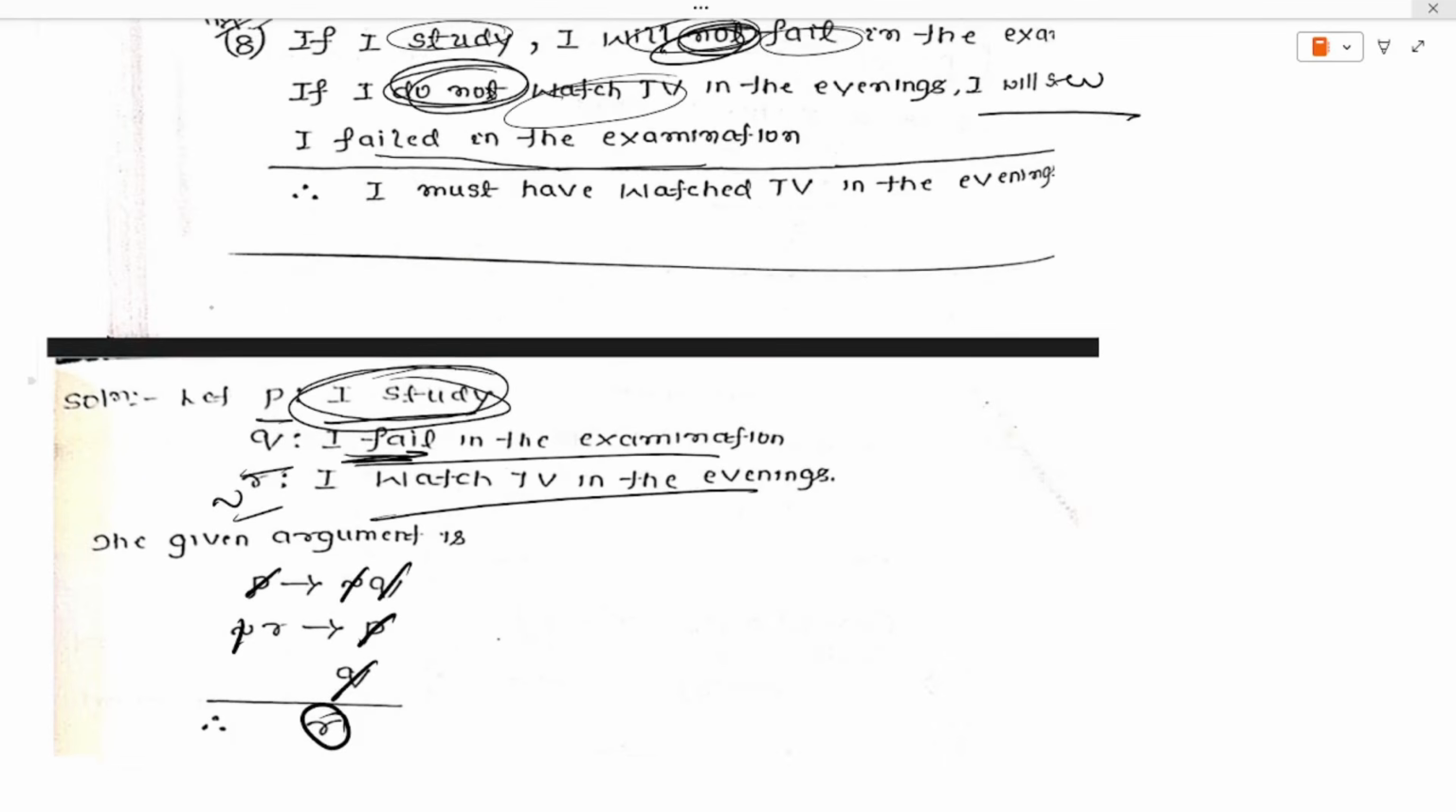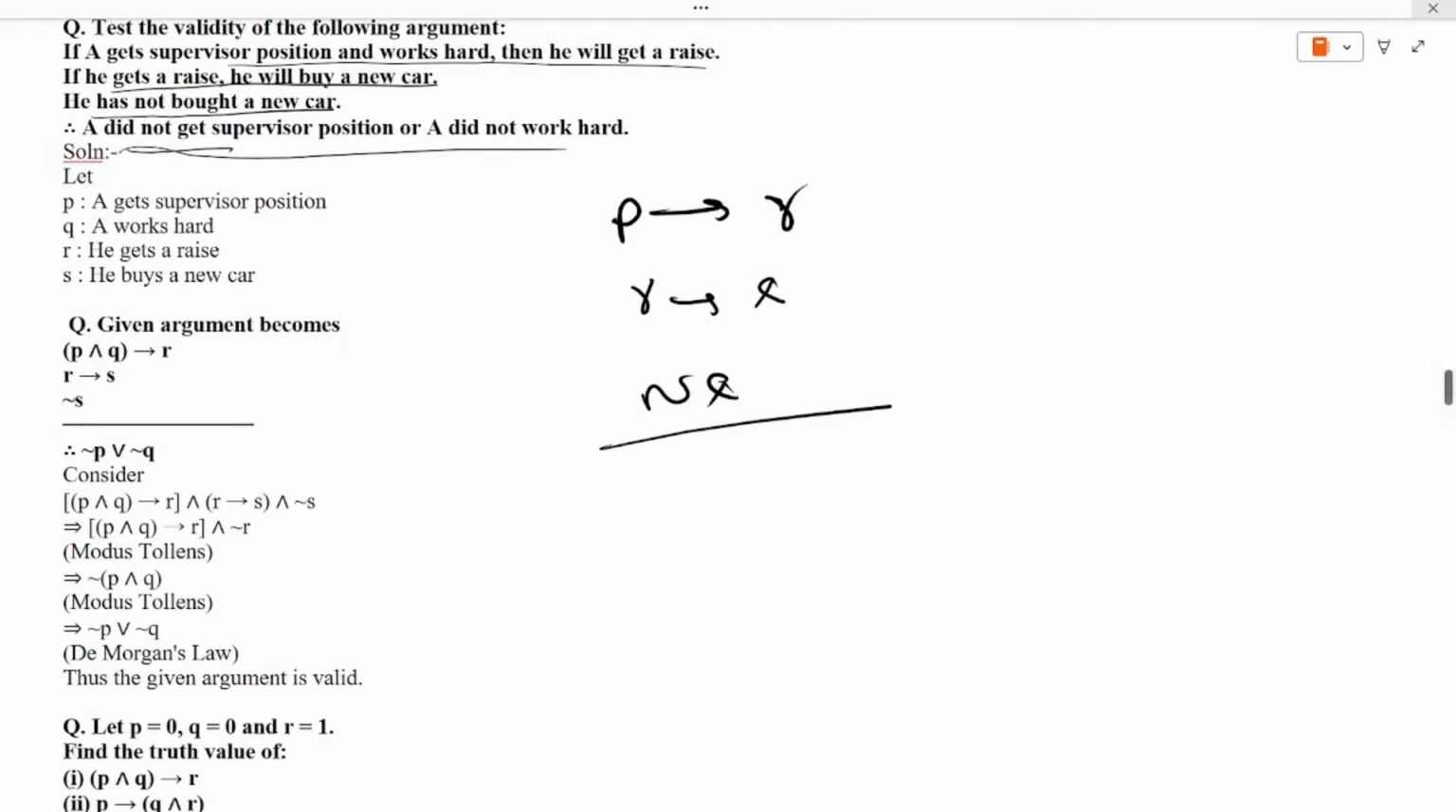See, the answer should match. He must have watched the TV, right? That is "watched the TV", which you considered as R. So that should be the answer you got here. Now we will be solving this also. Yes, cancel, R cancel. Okay.